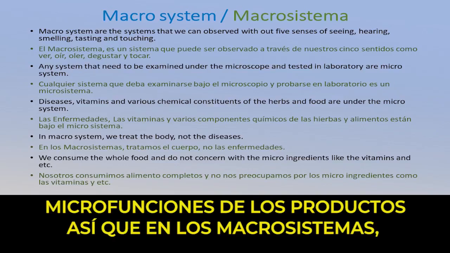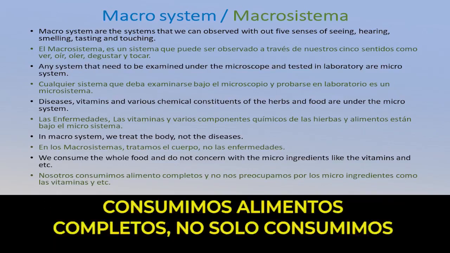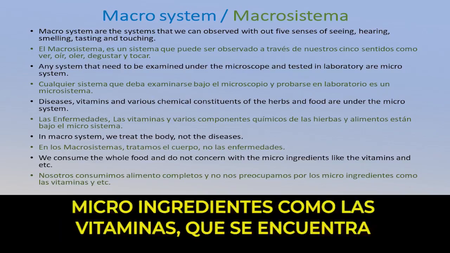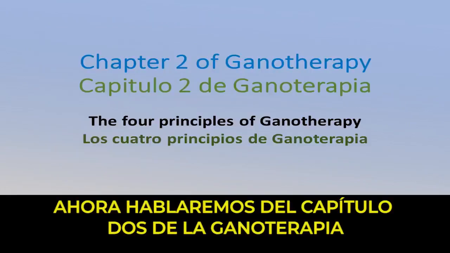So in the macro system, we treat the body and we never treat the disease. We consume the whole food. We are not concerned with the micro ingredients, like the vitamins and so on, inside the food. So now we come to chapter 2 of ganotherapy.